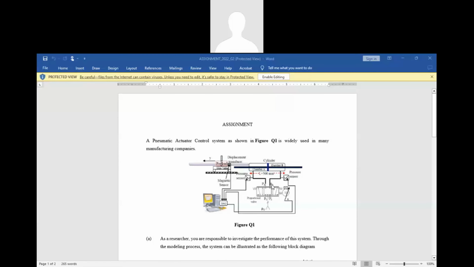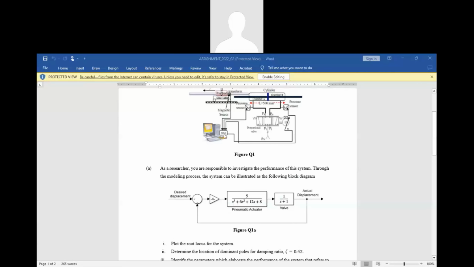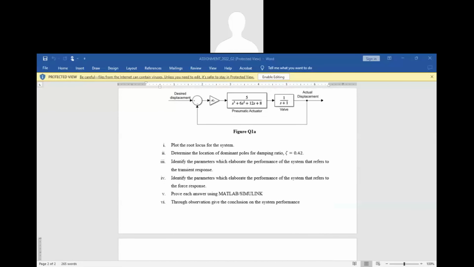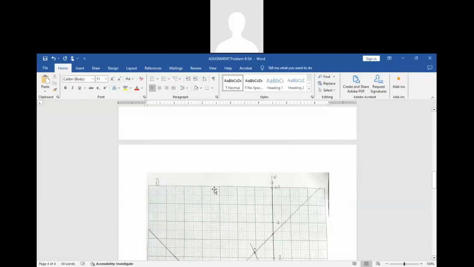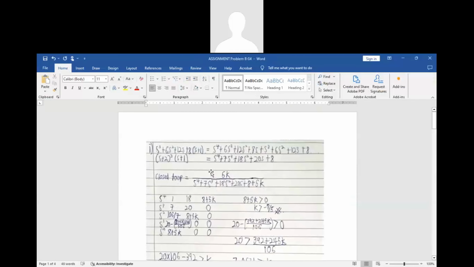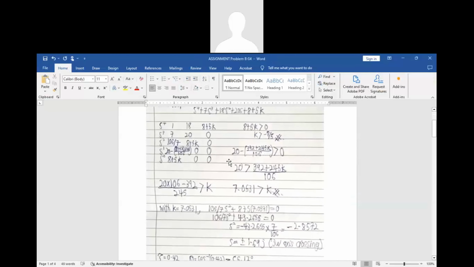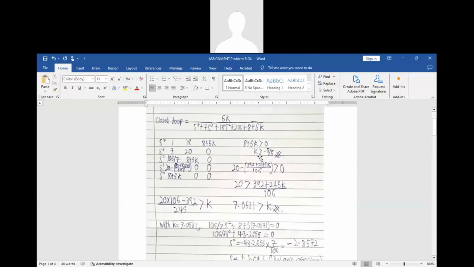My name is Muhammad Izan bin Abdul Samad, and now I will be presenting the solution for problem B for our control system assignment. As you can see, first we find the root locus of the system. For this case, we first find the zeros and poles from the equation as shown here. Then we find the limits for k, which is k must be greater than -8/5, and k must be less than 7.053.